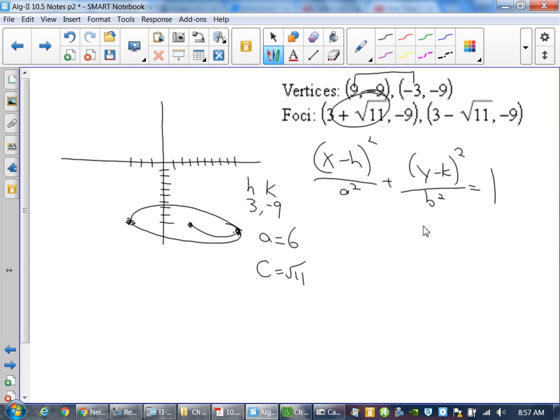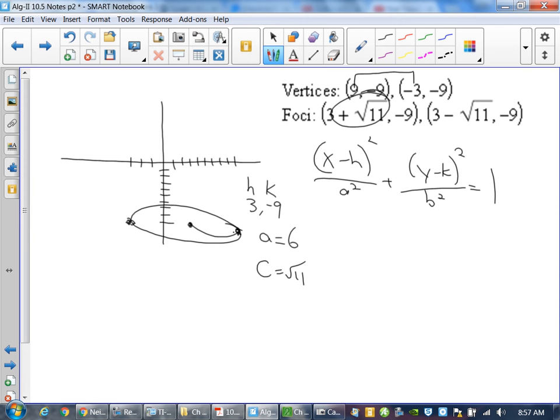Yes, ma'am? How do you know h and k are 3, negative 9? You just took it from the vertices. Yeah, because the center is always at the midpoint. But wouldn't it be negative 3 and then 9? I'm just saying h and k are 3, negative 9. So when I put it in, it'll be x minus 3 and it'll be y plus 9. It will be that when we're done.